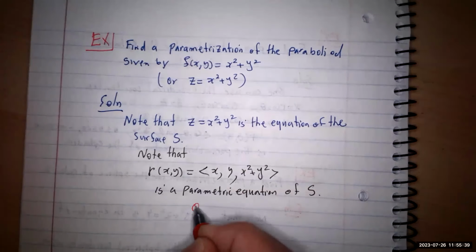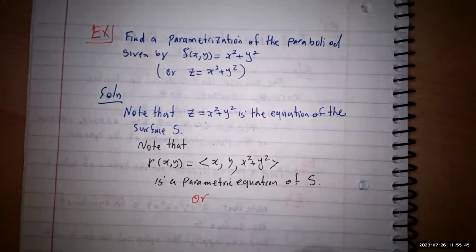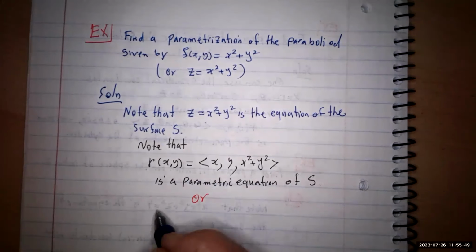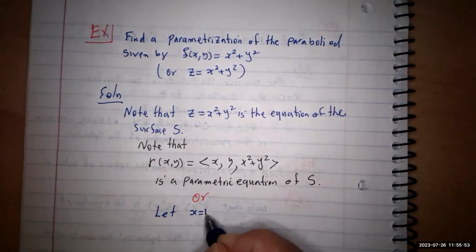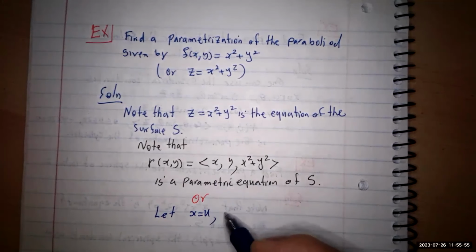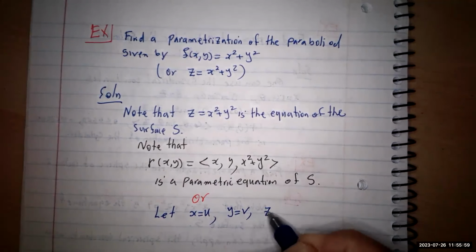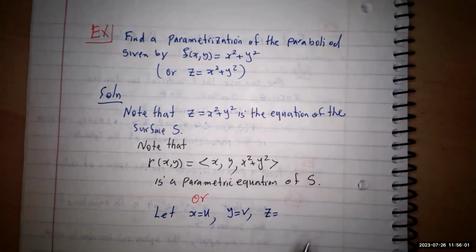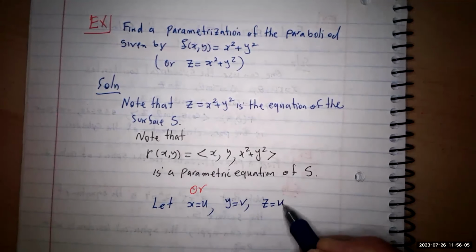Or if you don't like it, let x and y be anything you like. If you don't like this notation, you can let x be equal to u, a free agent, okay? Y be equal to v, a free agent. Then your z is what? Z is x squared plus y squared. So it's going to be u squared plus v squared.